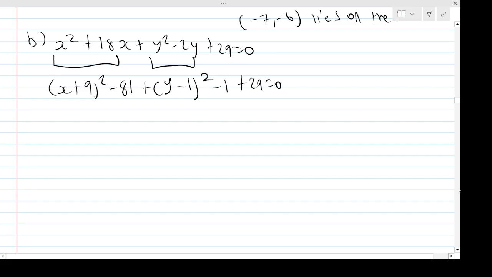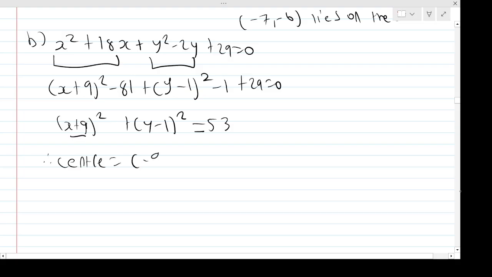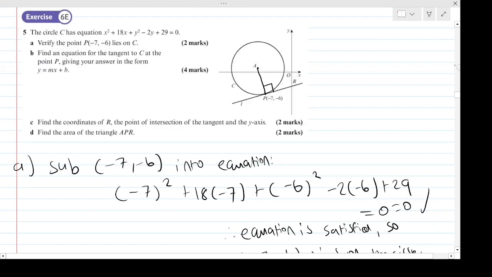Add 29 equals 0. Then I get (x plus 9) all squared plus (y minus 1) all squared, and if I add the numbers together, I get minus 81 minus 1 add 29. That's minus 53 equals 0, but I can move that to the other side to get it equal to 53. Cool. Therefore the centre I can read off: if it's plus 9 for x, it's minus 9, and if it's minus 1 for y, it's plus 1. So I've got my centre, which is (-9, 1). That means this point A is (-9, 1).